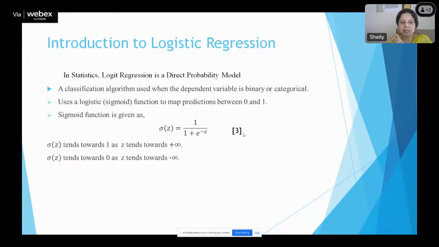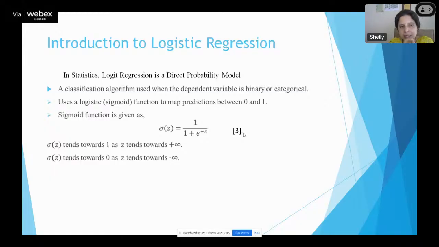So the probability tends towards 0 as z tends towards minus infinity, and as z tends towards plus infinity, the probability tends towards 1. So if we consider z from minus infinity to infinity, the probability is towards 1 as z tends towards plus infinity, and as z tends towards minus infinity, the probability tends towards 0. And then there is a threshold which will be able to map.